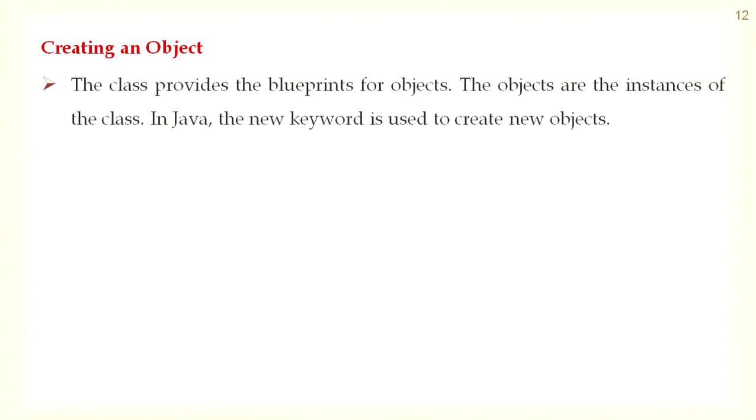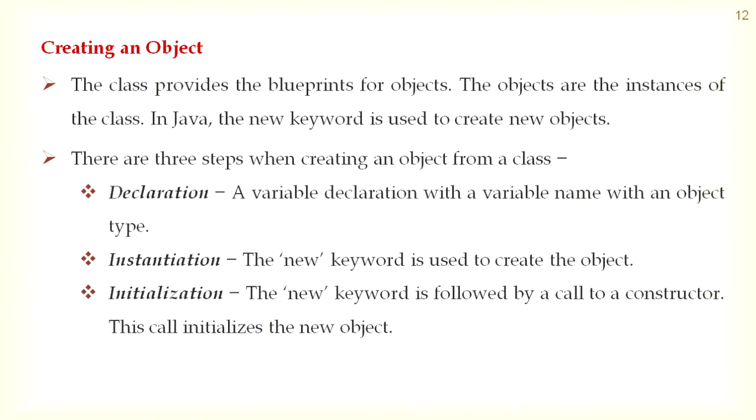Creating an object. The class provides the blueprints for objects. The objects are the instances of the class. In Java, the new keyword is used to create new objects. So, there are three steps when creating an object from a class: declaration, instantiation, and third one is initialization.